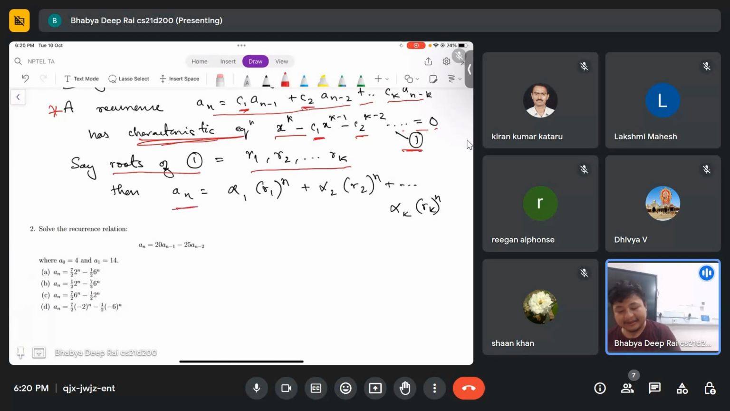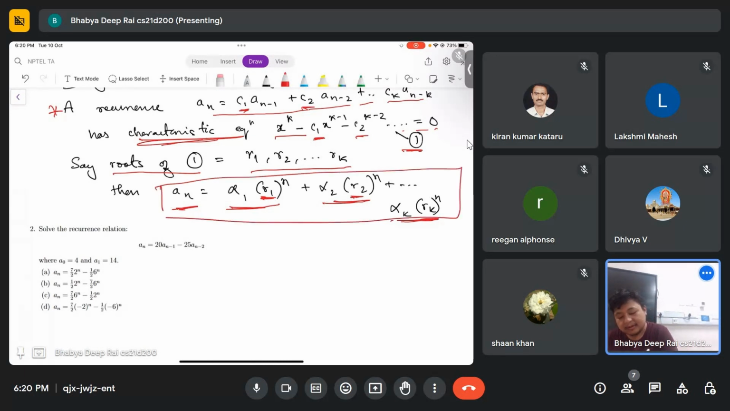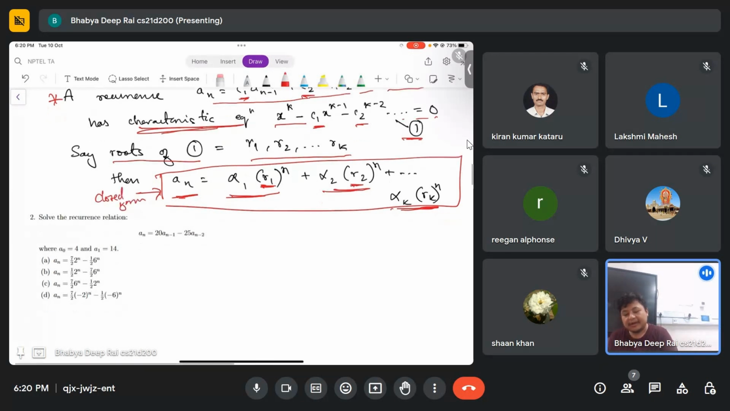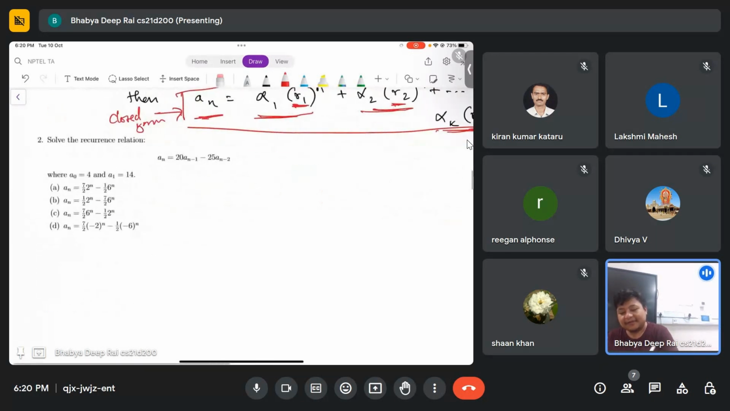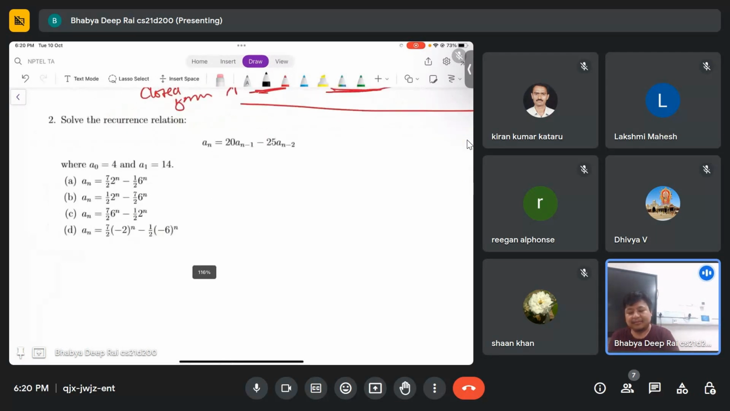Then a_n can be written in the following closed form: alpha 1 times r1 to the n, plus alpha 2 times r2 to the n, plus and so on. The first root to the power n, the second root to the power n, and so on. This is how I can write it, and this is my closed form. I'll just demonstrate it if it was not clear in the recap.